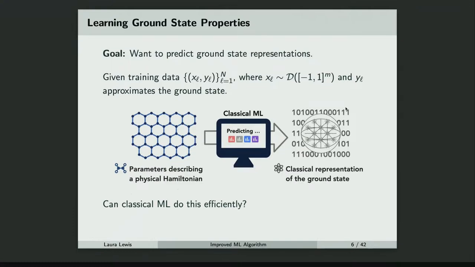So here we have the more general goal of predicting ground state representations. So instead of given the YL, which is for a fixed observable, this ground state property, then say YL just approximates the ground state. So it's just a classical shadow representation of the ground state. And if we're given this instead, essentially, the question then becomes, if we're given these parameters, we want to feed it into our classical ML algorithm, and then we output a classical representation of the ground state instead. And again, the question then is, can classical ML do this efficiently? And as Abhinav was saying, this is more general, because if we have a ground state representation, what we can do is plug in any observable and predict ground state properties. So we also care about this question.